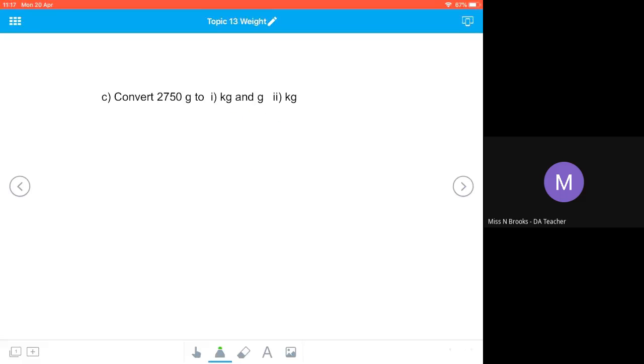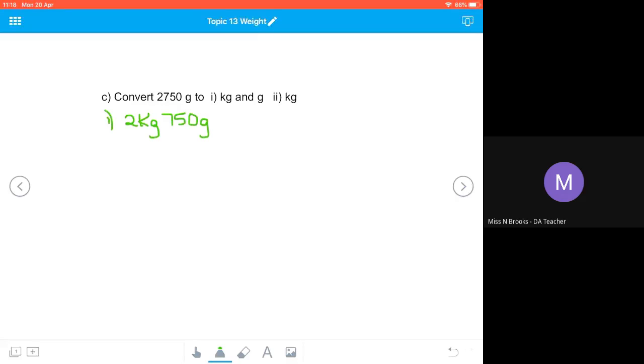So what if we've got something like this? Convert 2,750 grams to kilograms and grams, or kilograms only. So obviously if we've got kilograms only, we're going to have a decimal answer. So if we're converting it to kilograms and grams, anything that is in the thousands column or bigger is the number of kilograms, and anything that's in the hundreds column and smaller is going to be part of our grams. So you can see here we've got a 2 in our thousands column, so we're going to have 2 kilograms, and then the rest of it, the 750, is our grams.